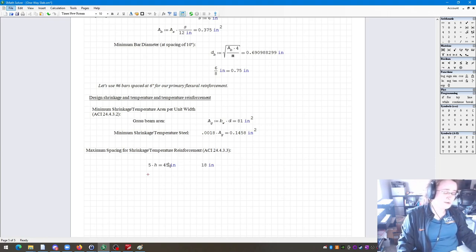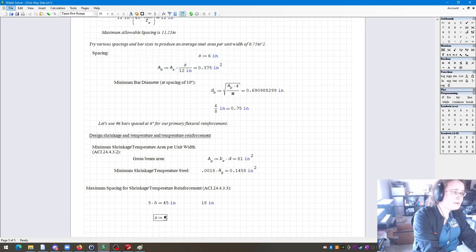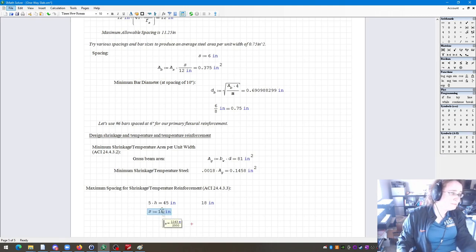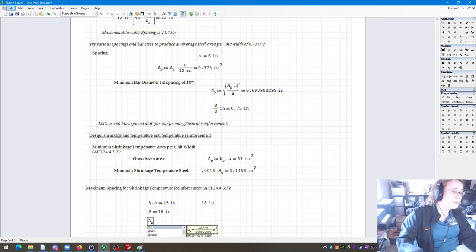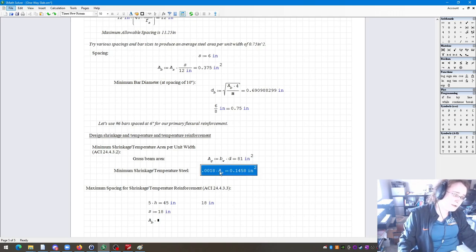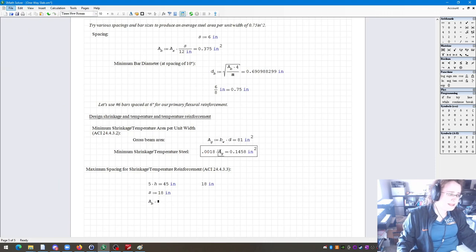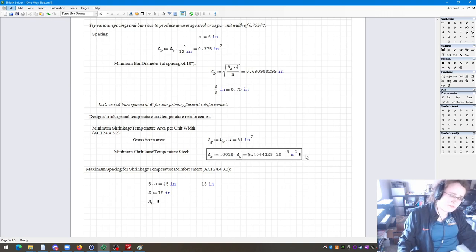So we could do different things. We're going to have to play the same game of trying to figure out the spacing here. Let's say we have a spacing equal to 18 inches. What kind of bar size will we need? Well, again, the area of the bar is going to be equal to the area of steel, and we need this area of steel to be greater than or equal to this. I'll go ahead and say my area of steel, and again, this is the area of steel for just the temperature and shrinkage steel. So the A sub S equals that.